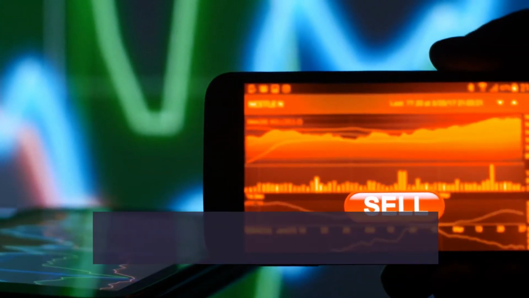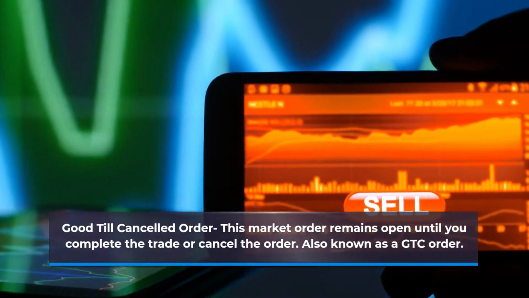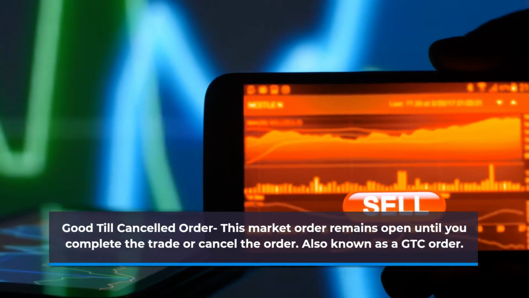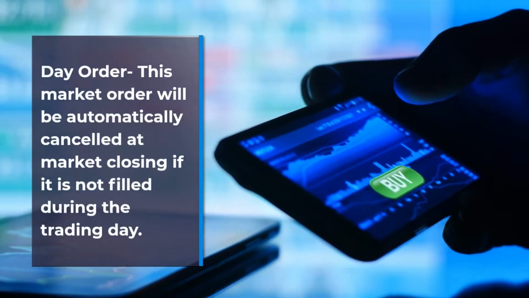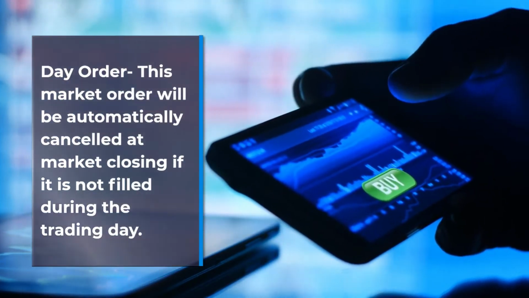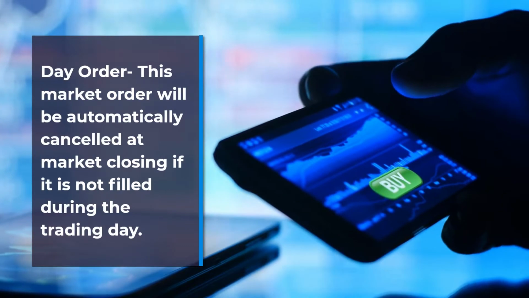Good till cancelled order. This market order remains open until you complete the trade or cancel the order. Also known as a GTC order. Day order. This market order will be automatically cancelled at market closing if it is not filled during the trading day.